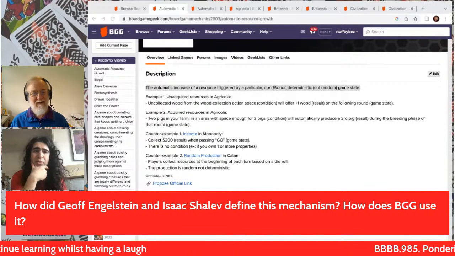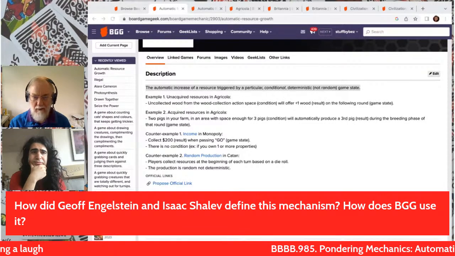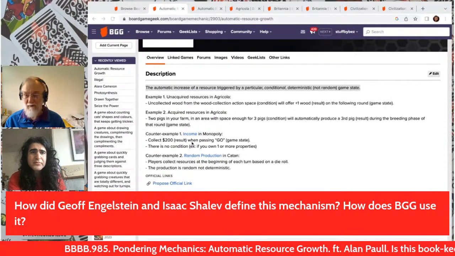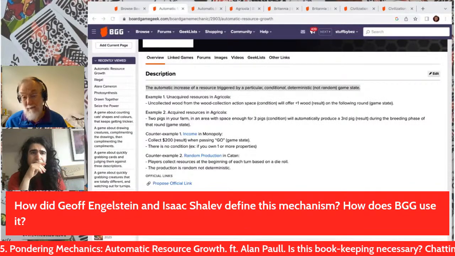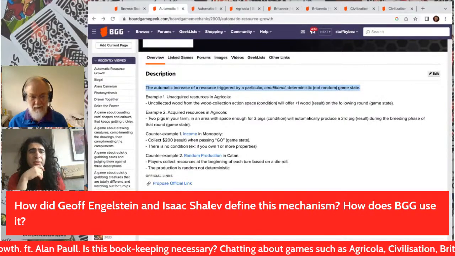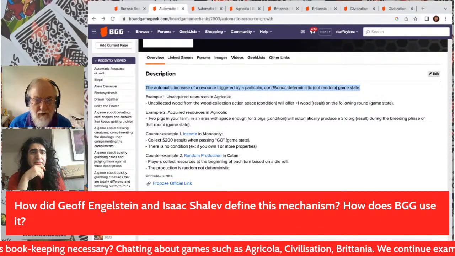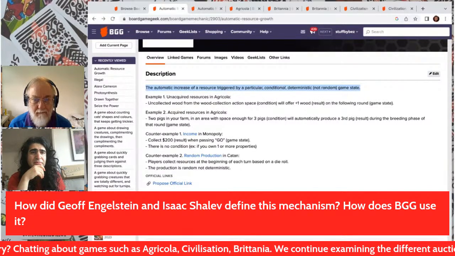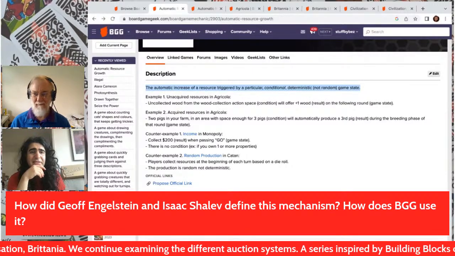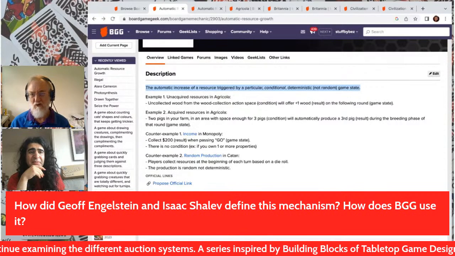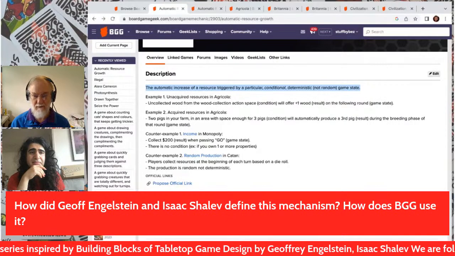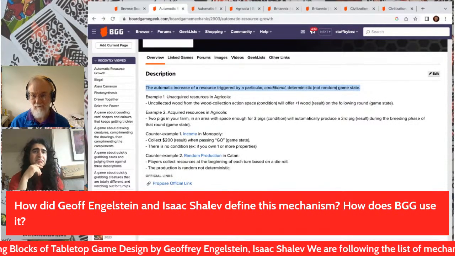I don't know. The thing is, if you look at the BGG definition, this could overlap quite a lot with income, couldn't it? One of the examples they use is the $200 in Monopoly. Oh, sorry, that is a counterexample. Yeah, that's very true, because it has to be conditional, and it has to be not random. They said deterministic, not random game state. Fair enough. And I suppose then you would argue that the Monopoly one is random.